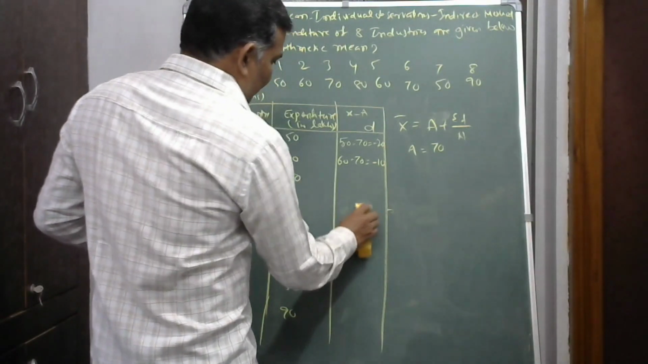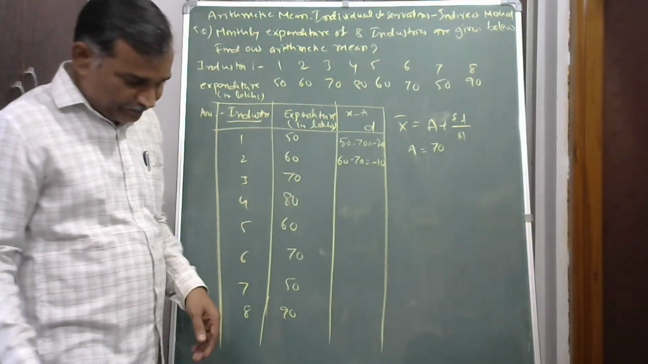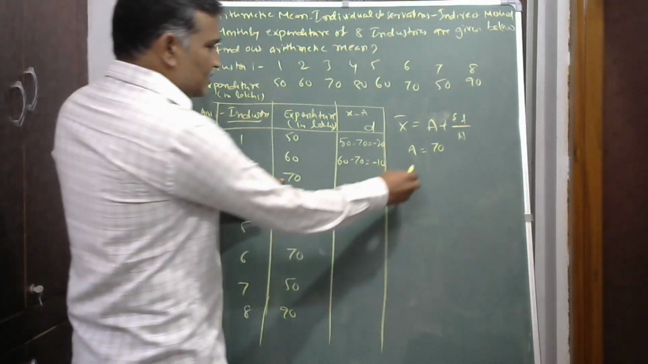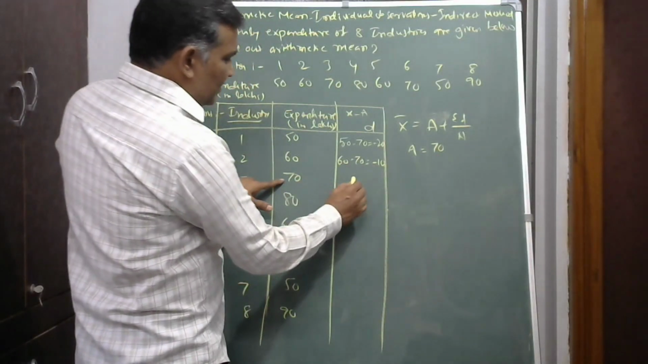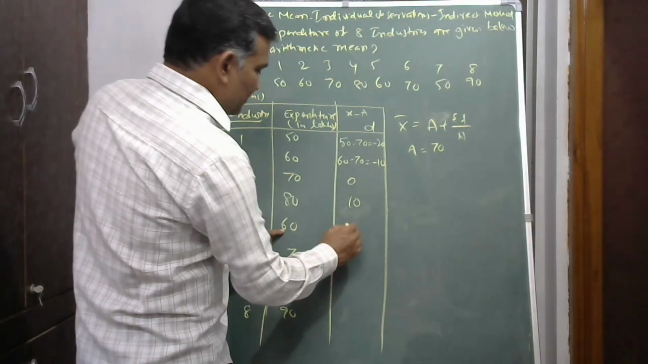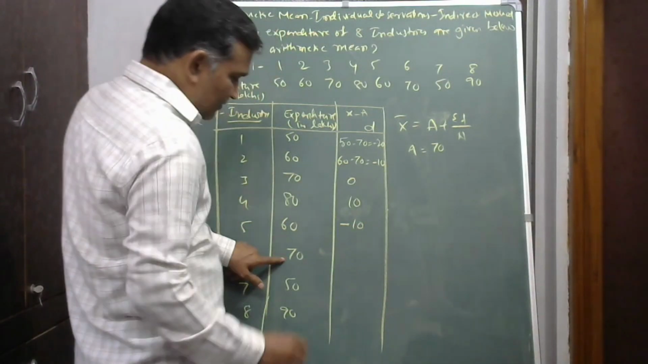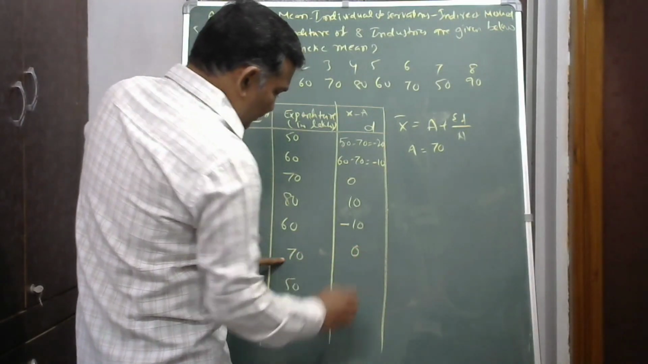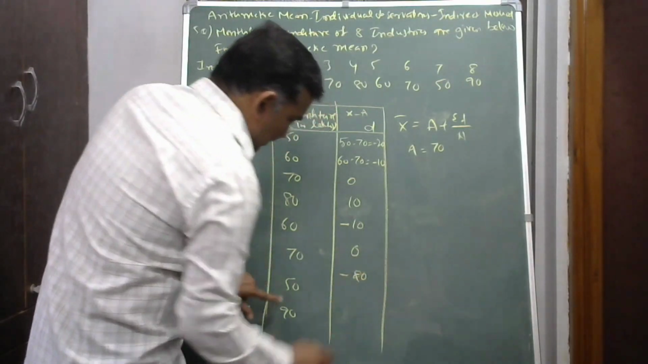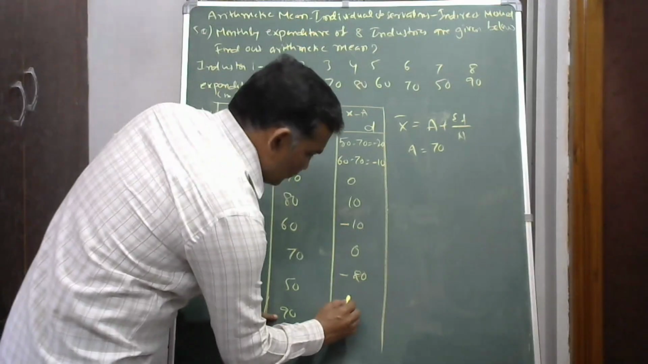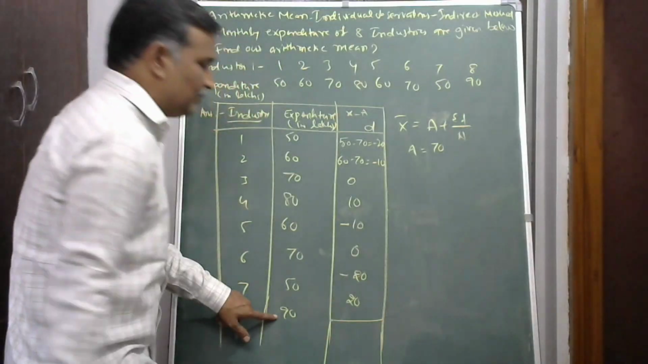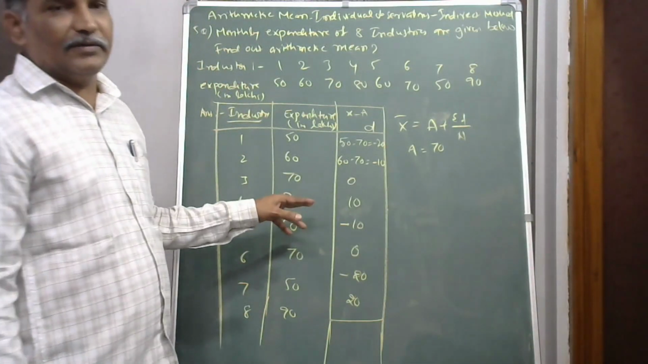Next, the assumed mean is 70. So 70 minus 70 is 0. 80 minus 70 is 10. 60 minus 70 is minus 10. 70 minus 70 is again 0. 50 minus 70 is minus 20. 90 minus 70 is 20. After that we have to sum up these deviations.